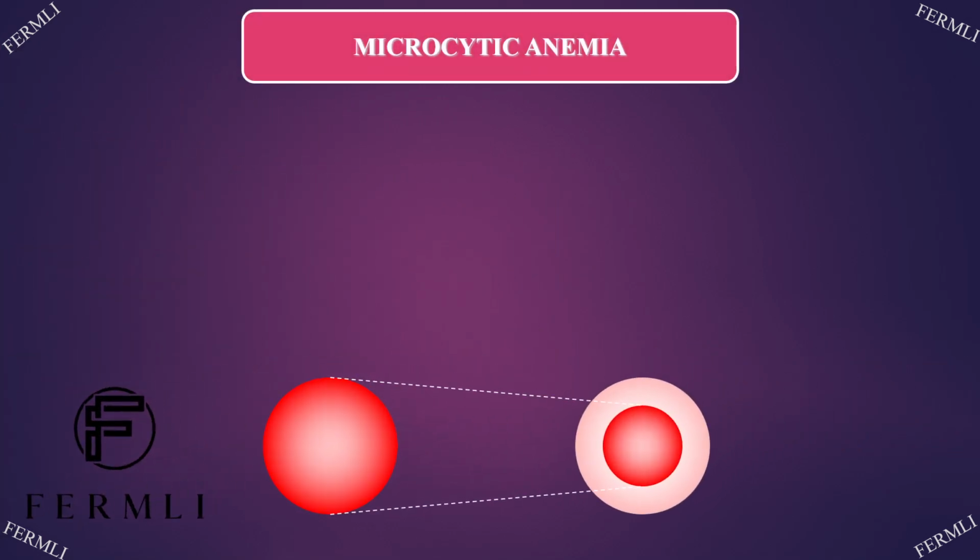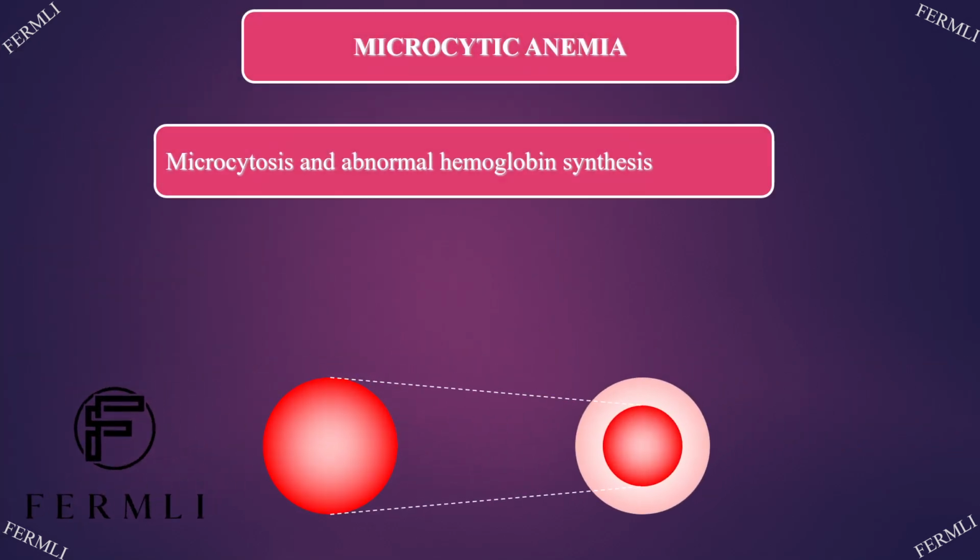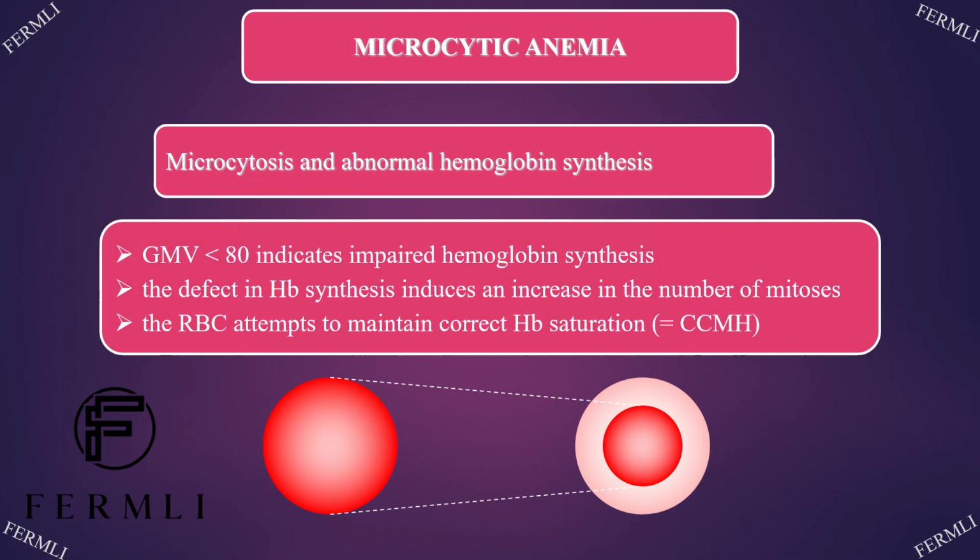Microcytic anemia. Microcytosis and abnormal hemoglobin synthesis. MCV less than 80 indicates impaired hemoglobin synthesis. The defect in HB synthesis induces an increase in the number of mitoses. The RBC attempts to maintain correct HB saturation, equals MCHC.